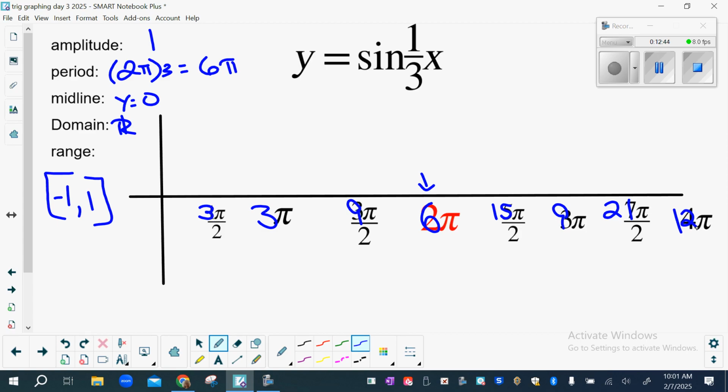And here we go. Sine starts at the midline. Boom, boom. Here we go. Now you guys are getting really fast at this. Yay, 6 pi and 6 pi. Thank God it worked. It's got a little check there. That's why I do this.